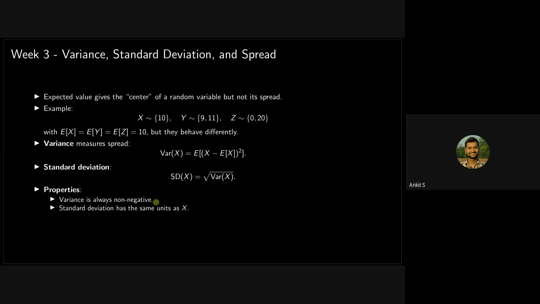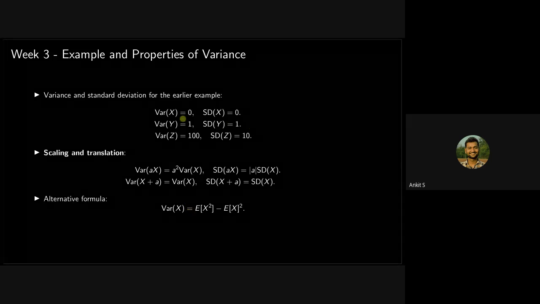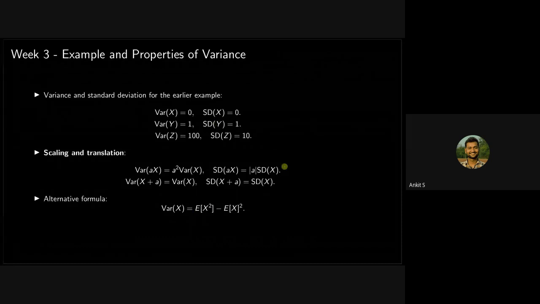Variance is always non-negative. These things you already know, right? I think we don't need to spend any time discussing. So here all of this has been calculated: variance of x, standard deviation. We see that expected value was not able to differentiate between them, but variance and standard deviation are able to differentiate between them. This is important from the point of view of the exam.